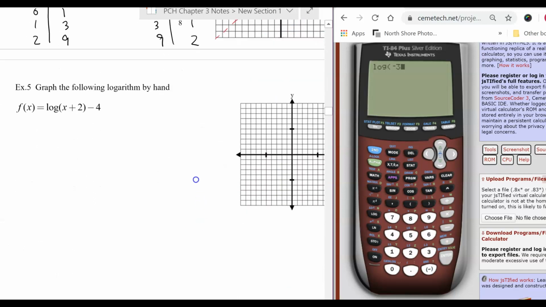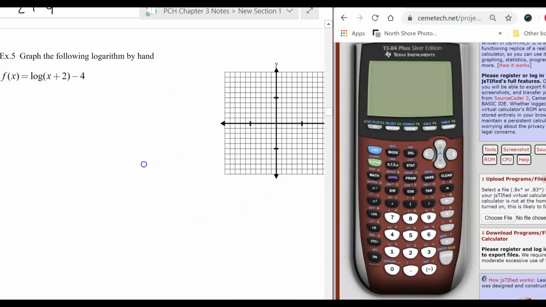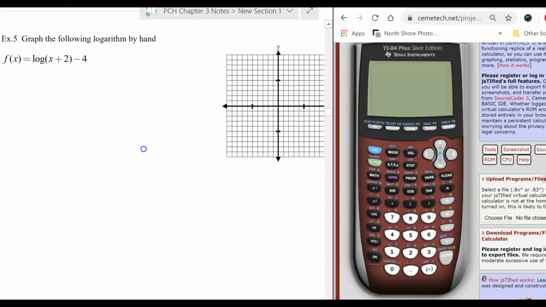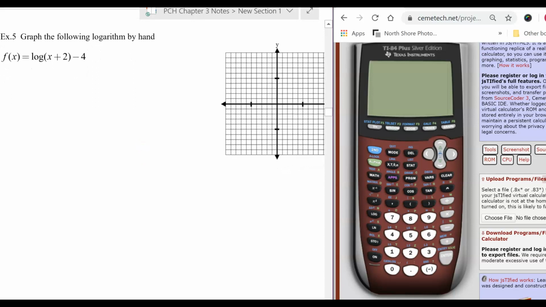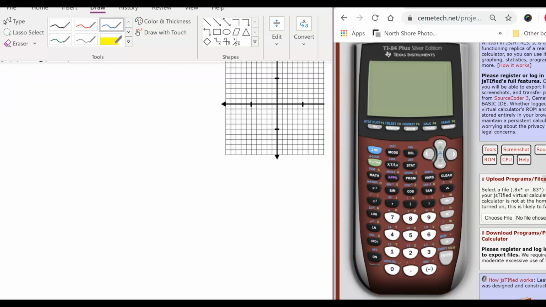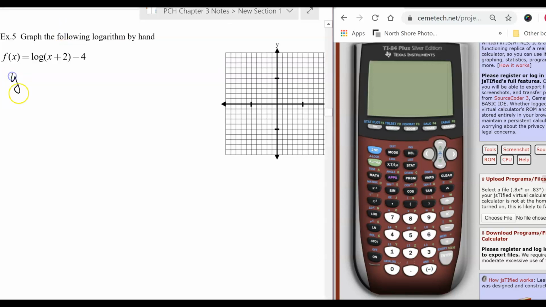Alright, let's look at another graph here. We're going to graph the following by hand, and we're going to use our transformations to help us with this. So let's let this equal y. So I've got y is equal to log base 10 of x plus 2 minus 4. So what I'm going to do is find the inverse function of this because that'll be easier to calculate values.